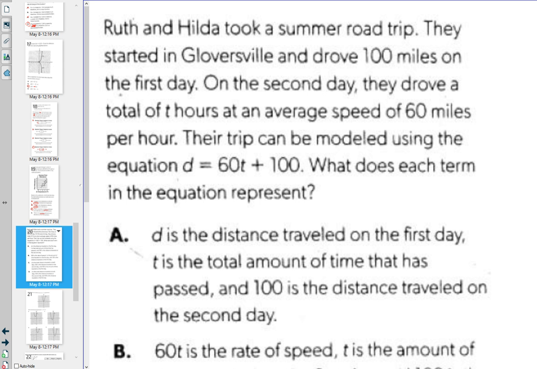Okay. What are we measuring? What does V stand for? Distance. And if they want to know what does each term represent? Well, these are terms. And since we're measuring distance, each one of those should be some type of a distance. So we can tell already that the 100 is going to be what they drove on the first day, and then the 60 T is whatever they drove on the second day.